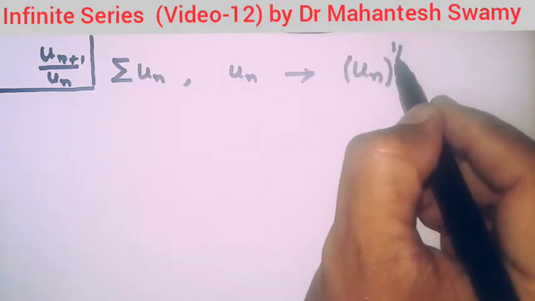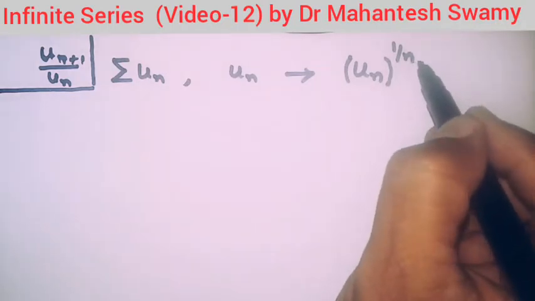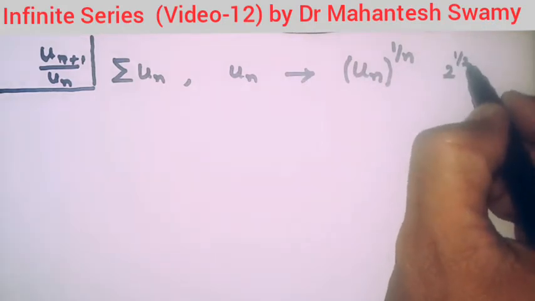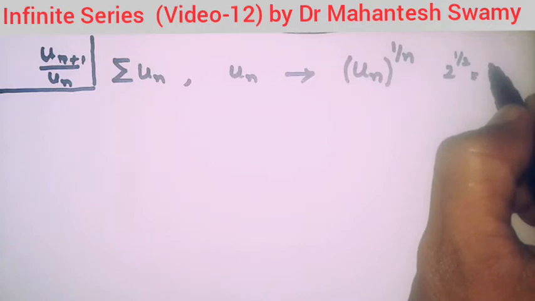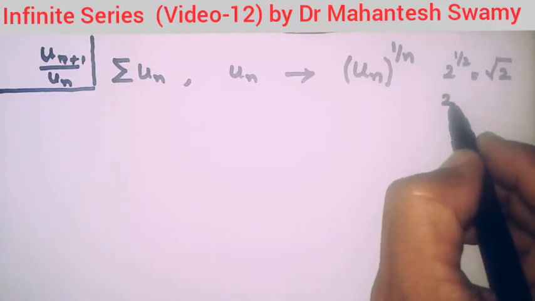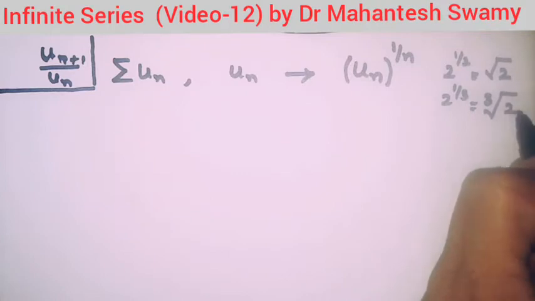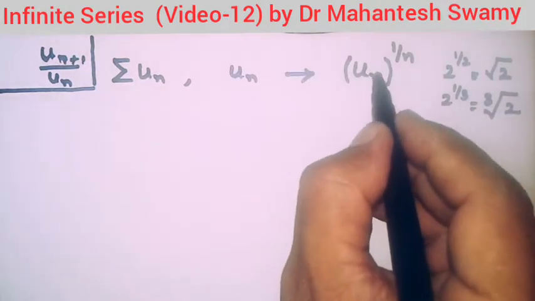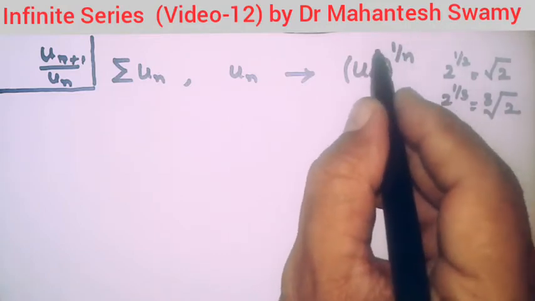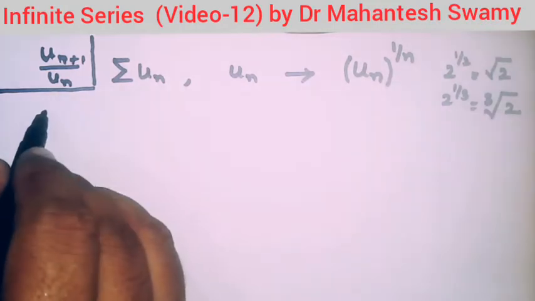The nth root is denoted by whole to the power 1 by n, just like 2 to the power 1 by 2 stands for square root of 2, and 2 to the power 1 by 3 represents cube root of 2, and so on. The nth root of un is un to the power 1 by n. So we have to consider the nth root of un, and then take the limit on that.